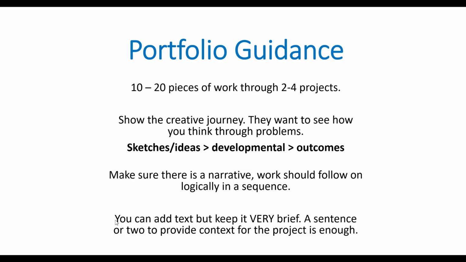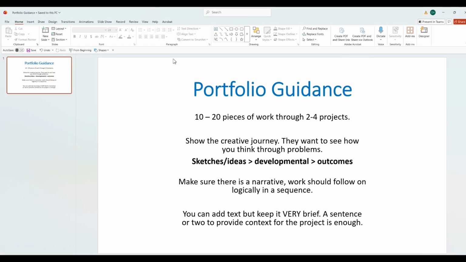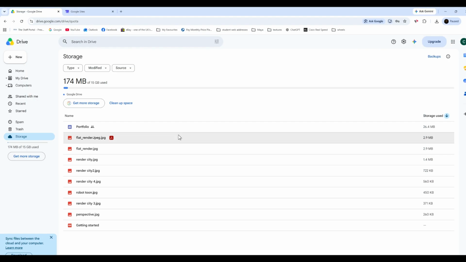And also, you can put text in, but keep it really, really brief. They may have a few hundred of these to go through. A sentence is fine. I would put, for instance, this is an outcome for a project based around global warming, and it is a branding exercise or something like that. Really simple, to the point, nice and clear. So let's get on and try and do one of these websites.